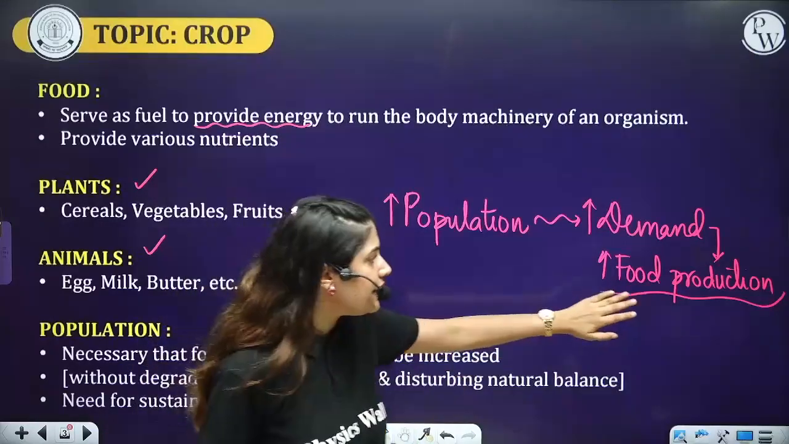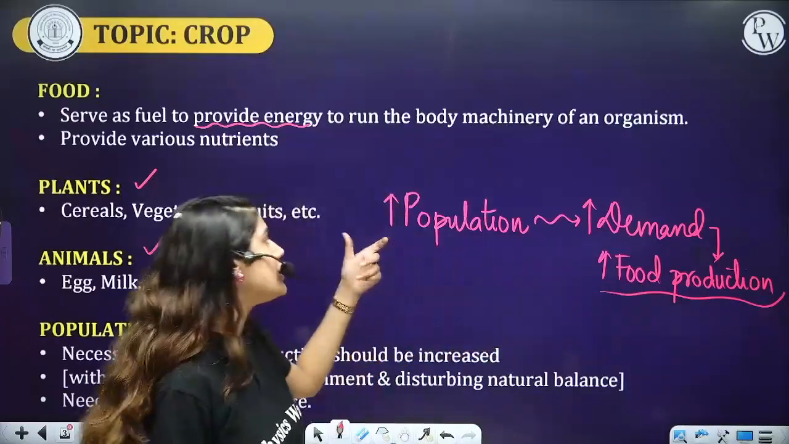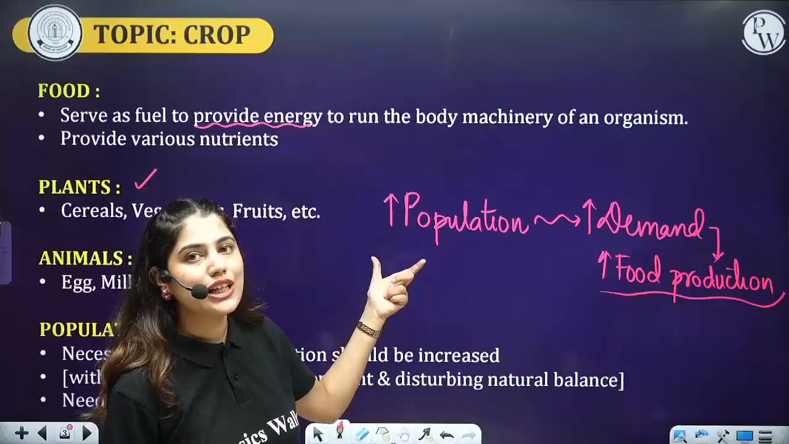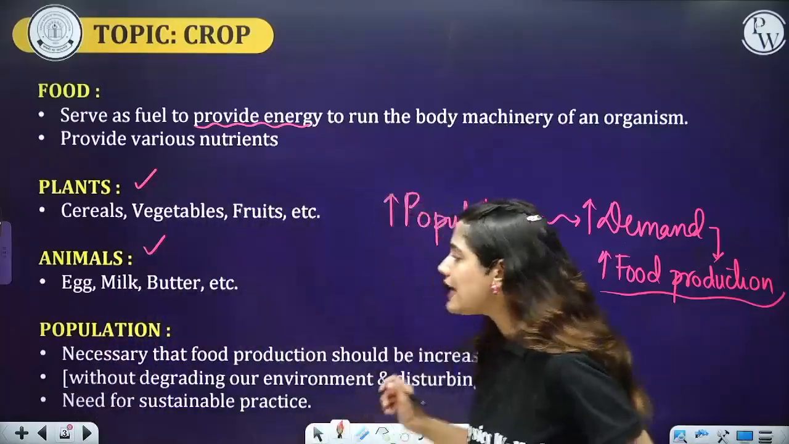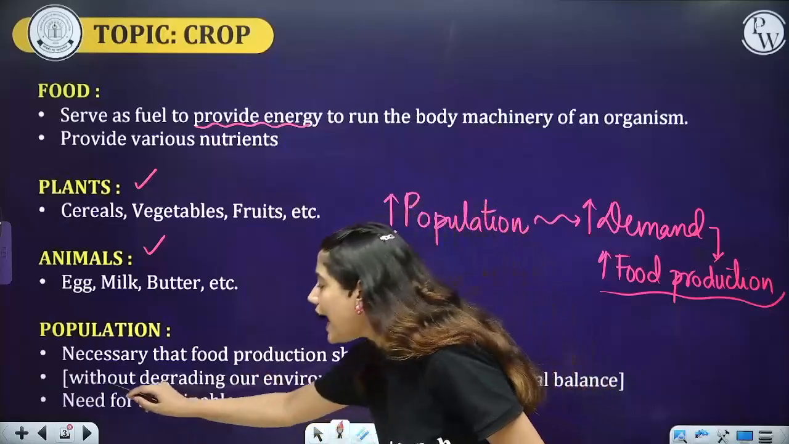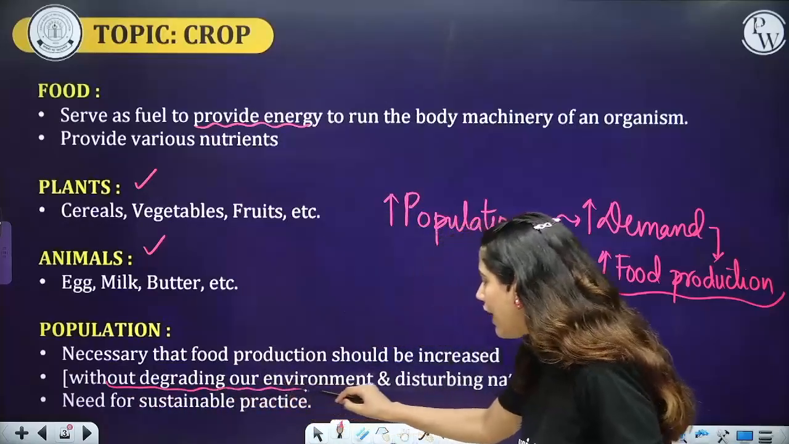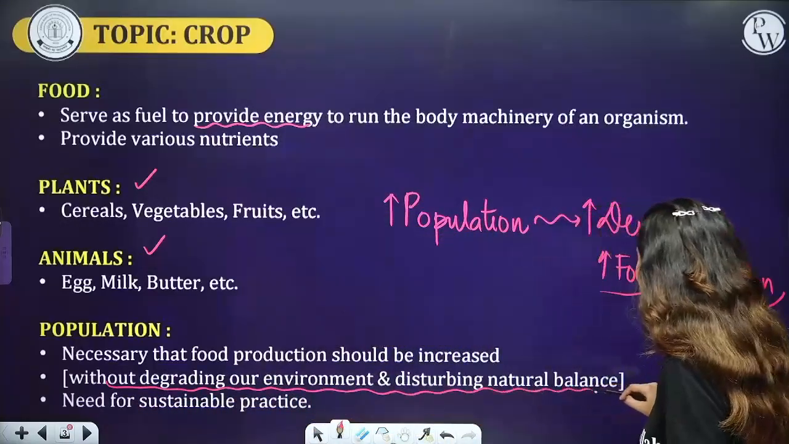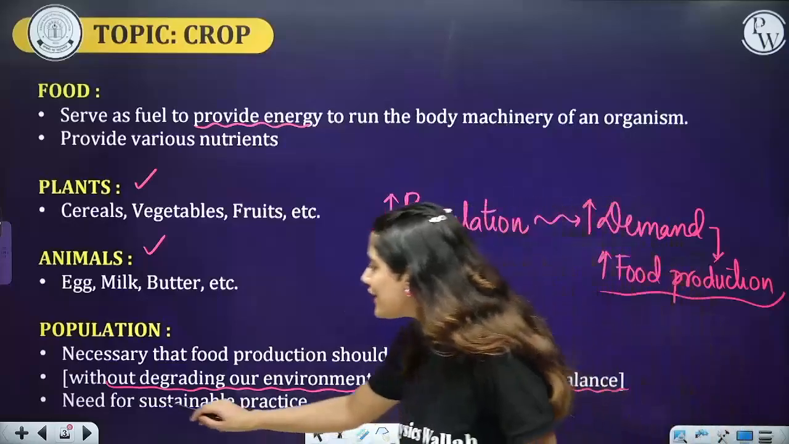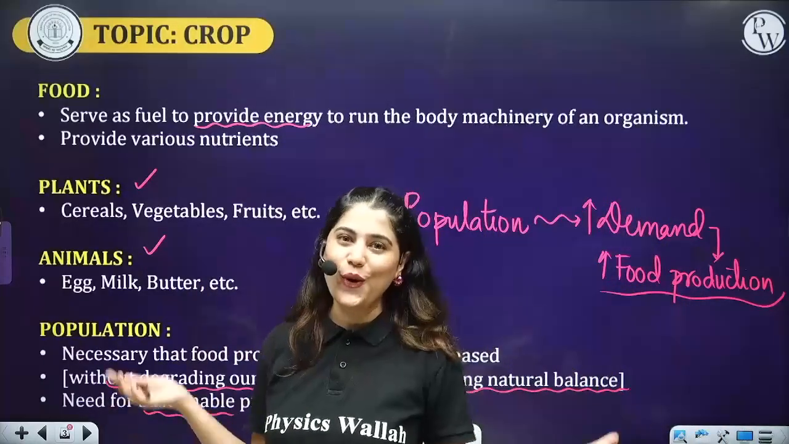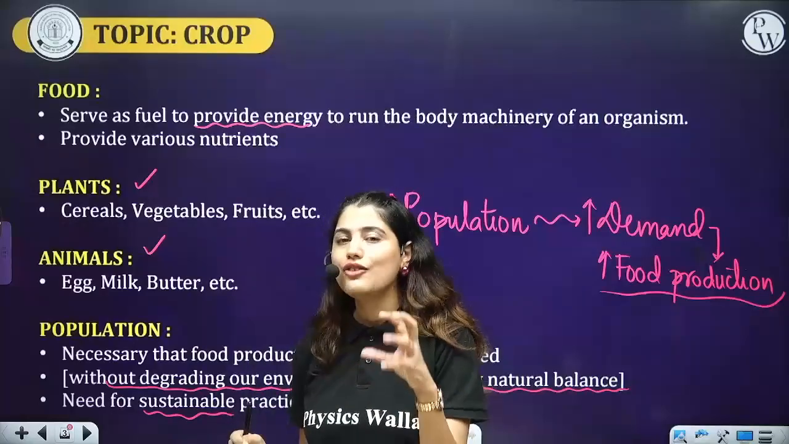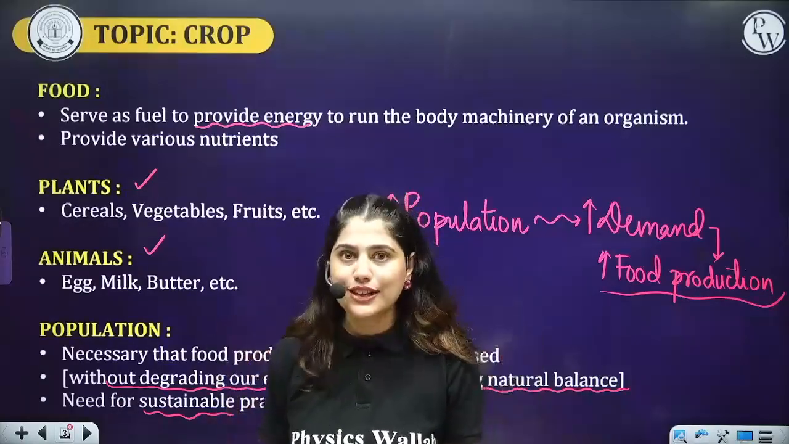So remember, yes, we are increasing the food production, seeing the population increase, but we have to make sure that we are doing it sustainably, right? That is without degrading the environment and disturbing the natural balance. So yes, we are doing it sustainably, otherwise it's of no use, right? Now you get it why we are improving the food resources, right?